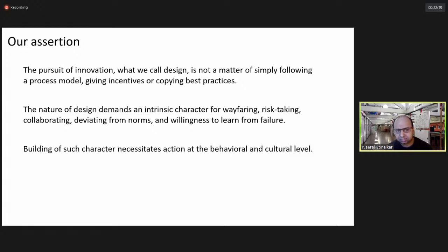What we have learned is that doing design, being in the pursuit of innovation, demands an intrinsic character. There has to be a separate character of a person, a team, an organization that is taking this on. That is a character for what we call wayfaring: risk-taking, collaborating, deviating from norms, and willingness to learn from failure. And to build such a character, we need to take action at the cultural and the behavioral level. This is the methodology that we call the nucleation of innovation cultures.